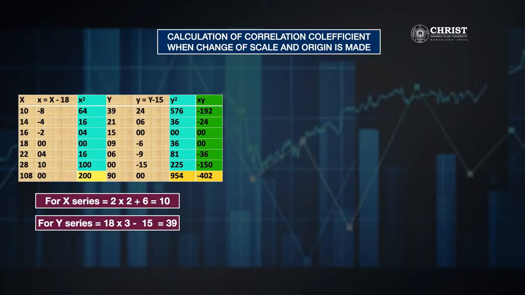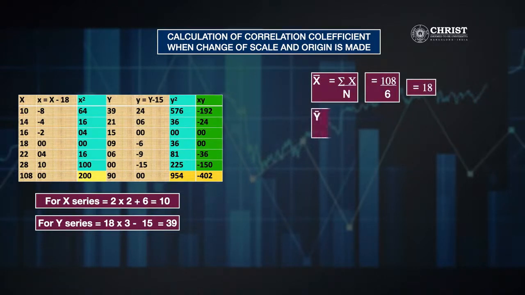First, I have explained how we got the values of x for the new series. That is 2 into 2 plus 6, which is why we get the first value as 10. For the y series, 18 into 3 minus 15 is equal to 39. This is what you are asked to do in the problem, to convert the series. The mean for the x series is 18, that is the total of x values divided by the number of values, where n denotes the number of observations. So 108 divided by 6, 18 is the mean for the new series, and the y bar, or the y series mean, is 15, that is 90 divided by 6.